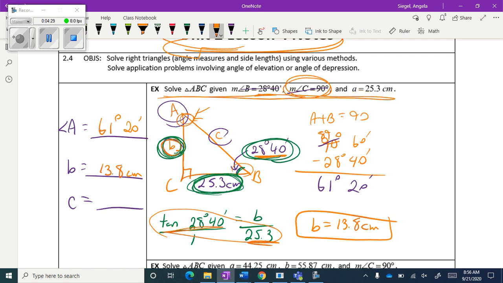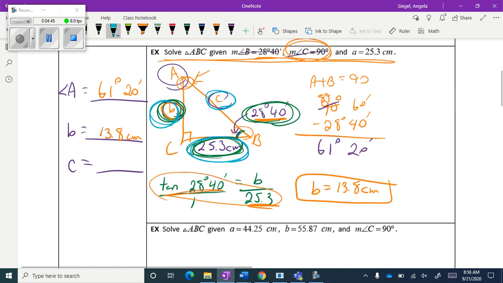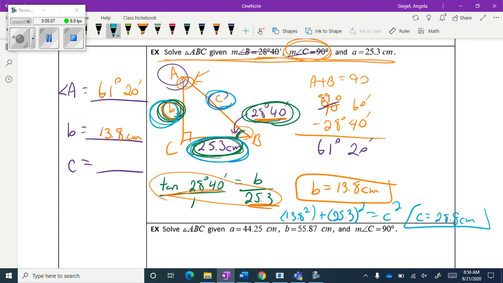Okay, now, let's do this in a different color. Since we have this side length and this side length, we can use the Pythagorean theorem to find this side length, or we could do another trig function. It's totally up to you. So let's switch it up and we'll do the Pythagorean theorem. So I'm going to say 13.8 squared plus 25.3 squared equals c squared. And if you do that, C should equal about 28.8 centimeters.